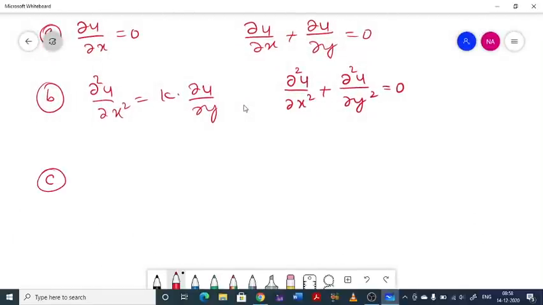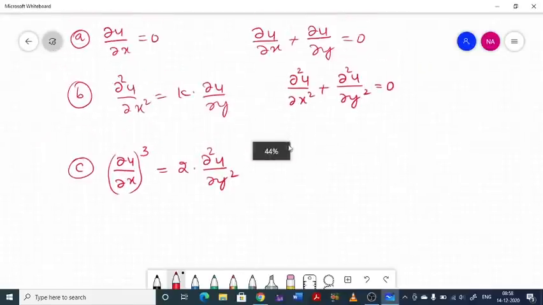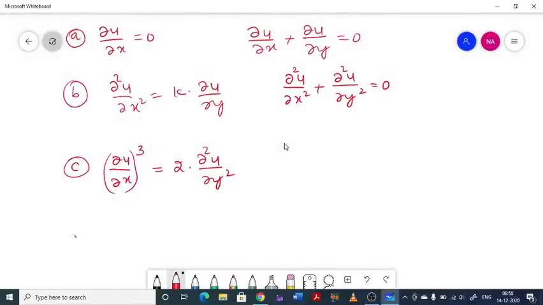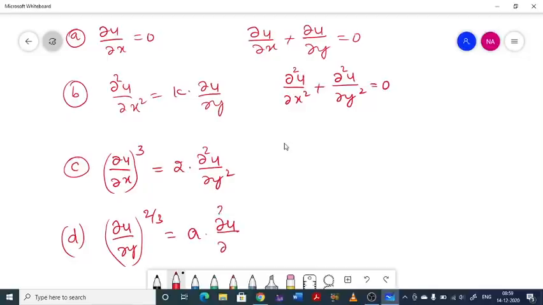Okay, then dou u by dou x whole cube equal to 2 into dou square u by dou y square. Again a partial differential equation. Then dou u by dou y whole power 2 by 3 equal to a into dou square u by dou x square. This is also a partial differential equation.